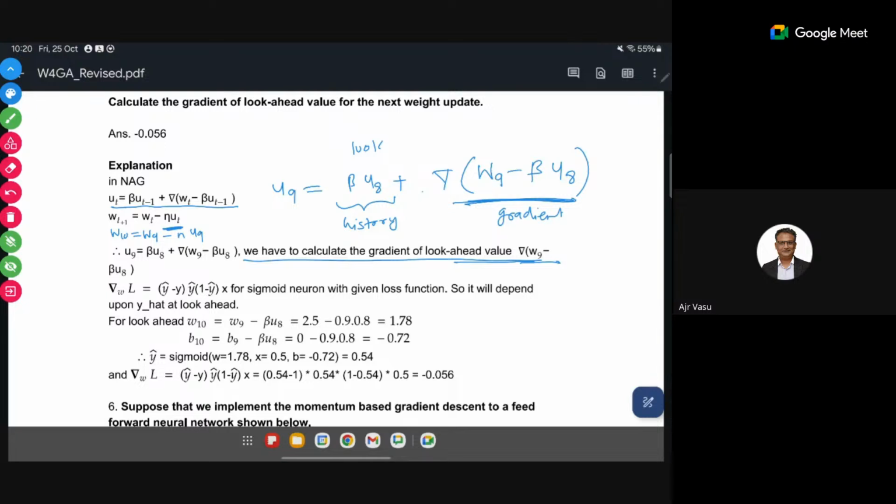Okay, I'm now confused. See, this history was always look ahead, right? That's what we talked about, that first we'll move by that much. Whatever, it doesn't matter. It's just the names. Don't worry. So this is history and this is the gradient we have to compute. So I'll just call it history and gradients. So we have to calculate the gradient, of course, for the Sigmoid neuron with the given loss. So it will depend upon phi hat at look ahead.